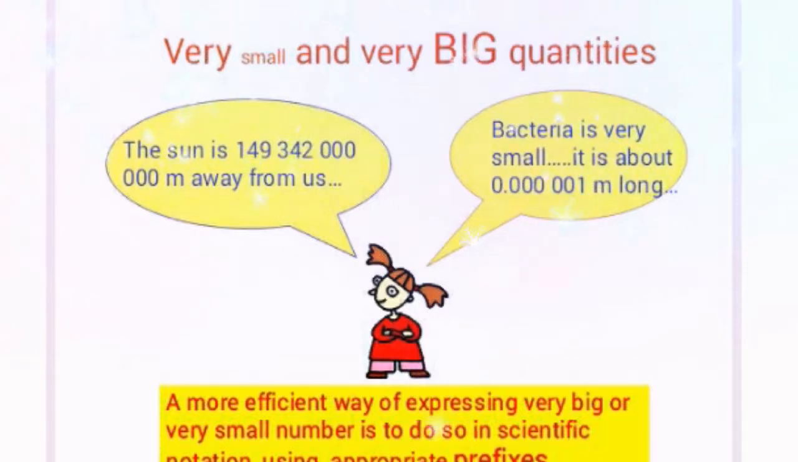Now, looking at prefixes, where you have very small numbers and very big numbers, you can make your life easier by employing prefixes. The example given there is that of the sun, which is about 149,342,000,000 meters away from us. As well as bacteria, which is very small, about 0.000001 meter long. So we could make our life easier by employing prefixes to help us to name such big numbers and small numbers.